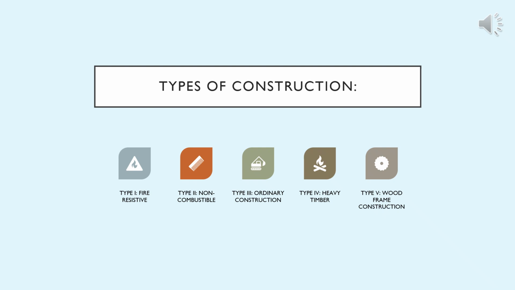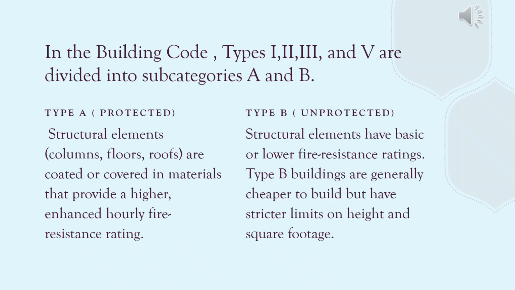Type 1 is fire resistive, type 2 is non-combustible, type 3 is ordinary construction, type 4 is heavy timber, type 5 is wood frame construction. In the building code, types 1, 2, 3, and 5 are divided into subcategories A and B.